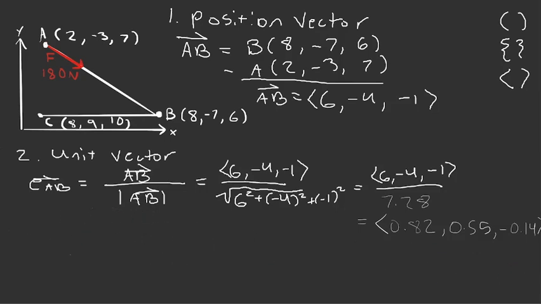Okay, so we are so close to finding the answer to this problem. All we have to do, we're going to find F, the force vector, and we're going to multiply the magnitude of that vector, 180 newtons, by this direction that we just found. So while it does have a magnitude of 1, it's just going to be used for directional purposes.